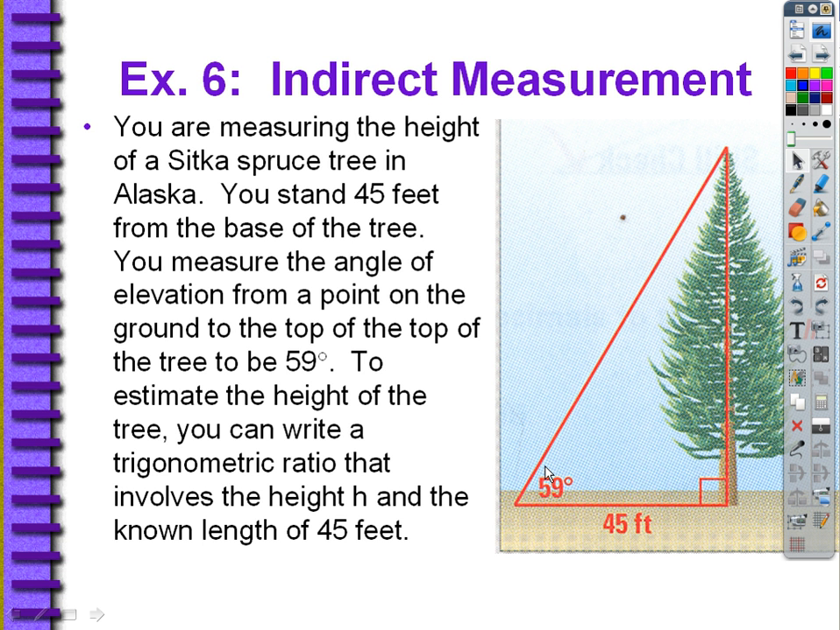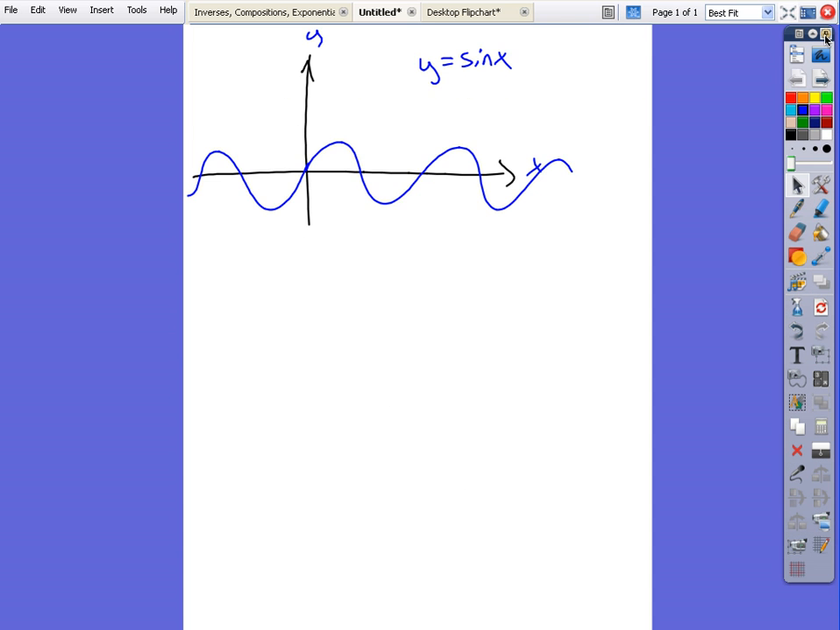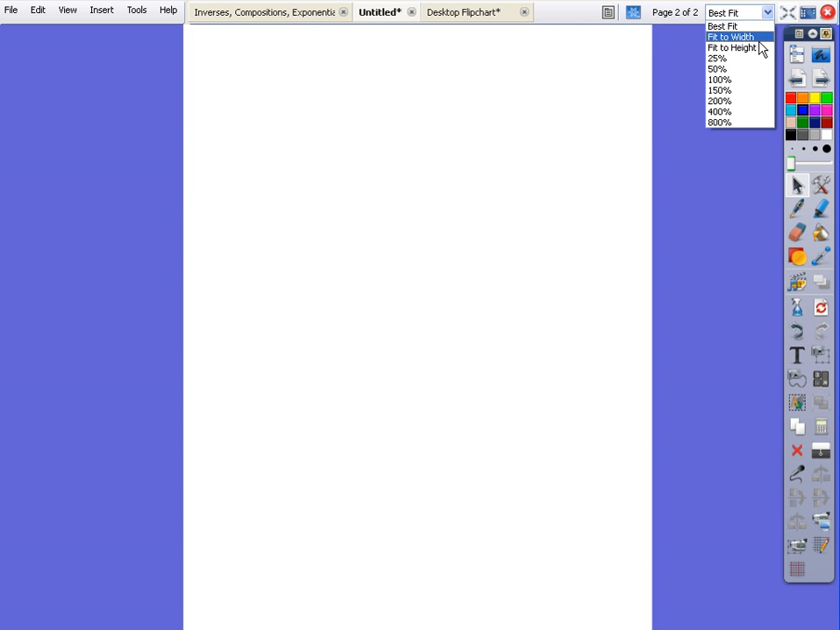We can do other stuff too. Now, I don't know if we'll get to this today. If not today, we'll do this on Friday. But what if you had something like, say, this?